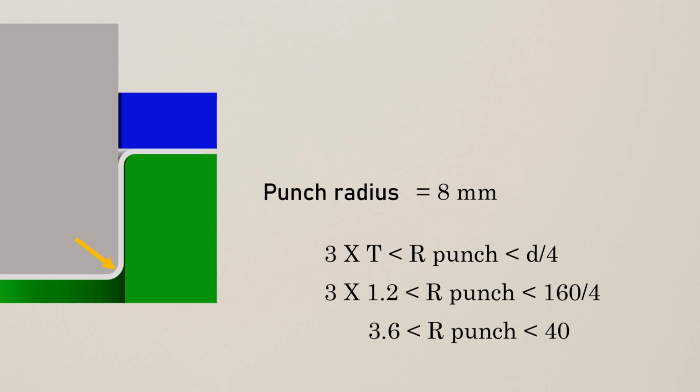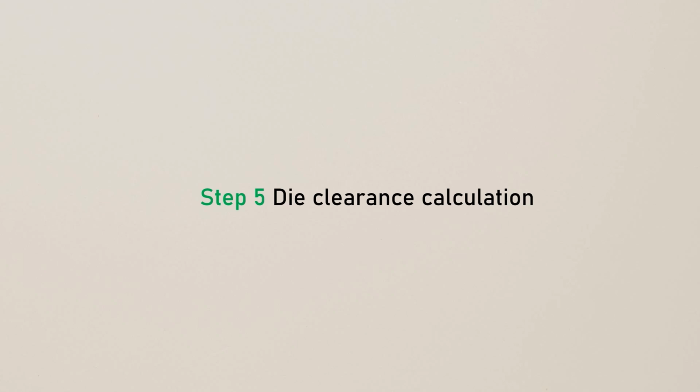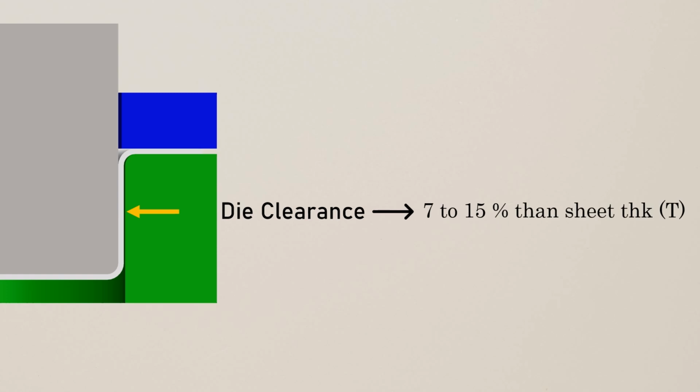And now the next critical parameter is die clearance. The gap between the die and the punch, the space for the drawing, is intentionally kept larger than the sheet thickness by 7 to 15%. This additional gap is referred to as die clearance. This is crucial because it reduces the friction between the die sides and the workpiece. It allows for smooth material flow during the drawing process.